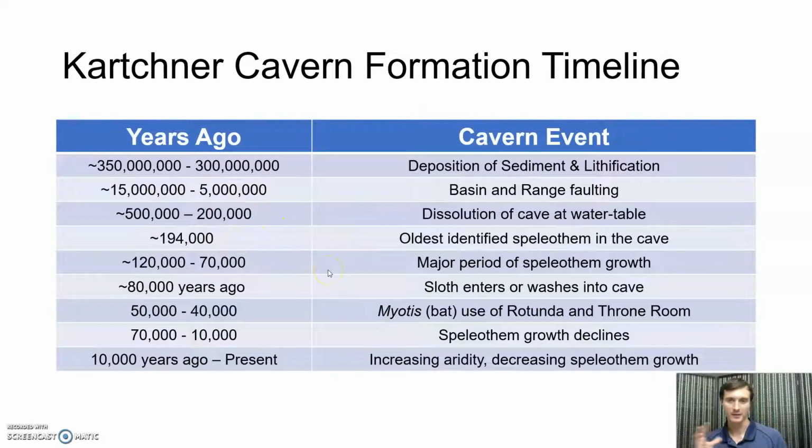And since then, a lot of the history can be discovered from looking at animals or animal remains which have been found in the cave. You have a sloth entering about 80,000 years ago. You can find bats using the cave about 50,000 to 40,000 years ago. And slowly, as the area dries out and gets more arid, moving into the present, the speleothems start to slow down, not grow as fast until we get to modern-day desert, at which point it is no longer growing in the same way that it would have before. There's just not as much water.